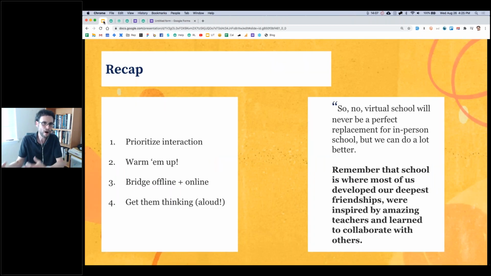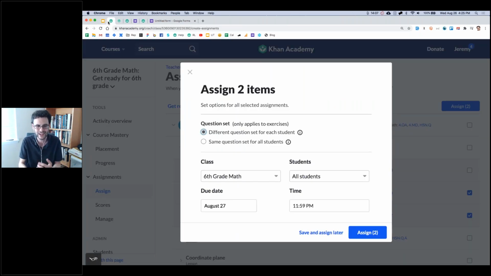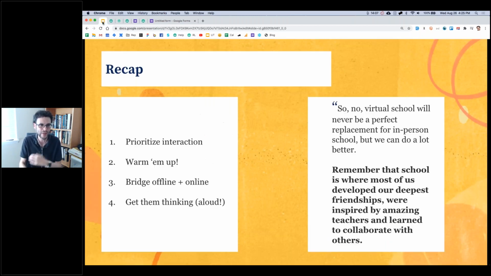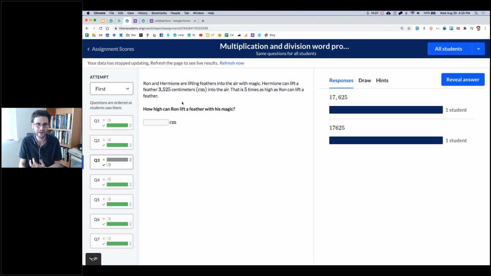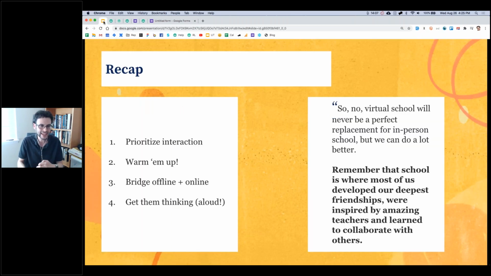Number 3, offload a lot of the heavy lifting lecture-wise to asynchronous work. So assign those videos on Khan, assign those practice sessions on Khan, get them doing stuff before they come into the live session. And then when they come in, make that bridge between what they've done offline and what you're going to talk about online. So like Eric was just talking about, show them what they've done, explain where they might need a little help, and get them thinking and sharing their ideas. And then lastly, don't just have them sit back and answer a lot of poll questions, because that's a good start, but get them really talking about their thinking, talking about their process.